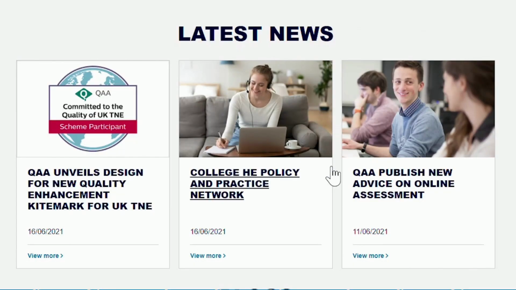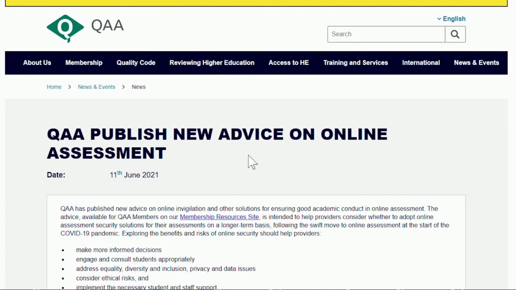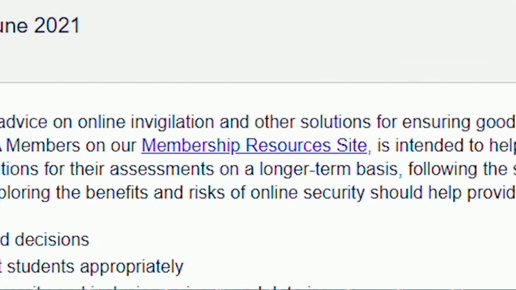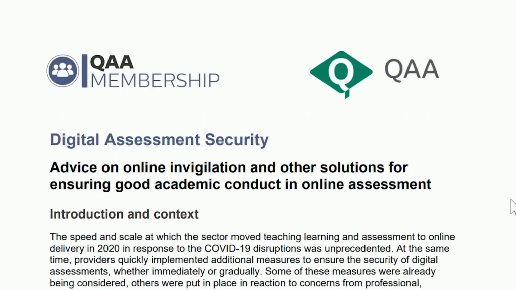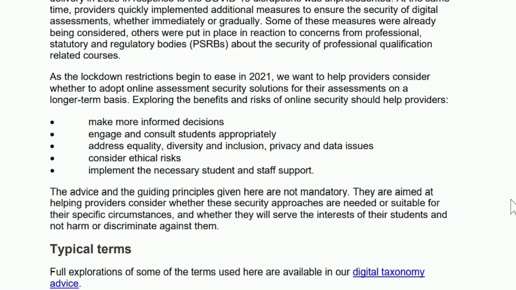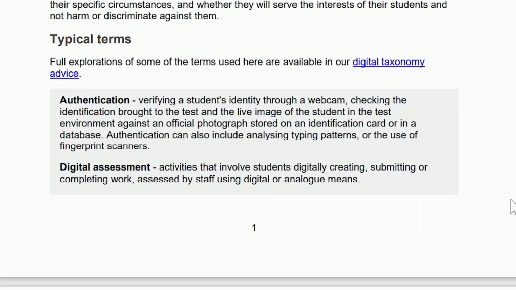As part of our QAA membership offer, we have published advice to help providers consider the best approaches to take in digital security, concentrating on the principles they should apply when thinking about invigilation, talking to and supporting their students, and procuring the most appropriate products.